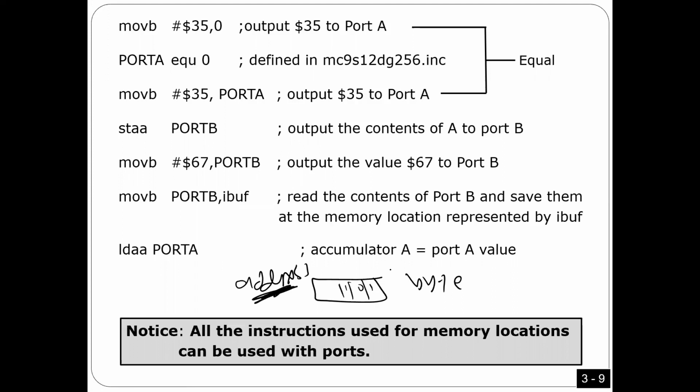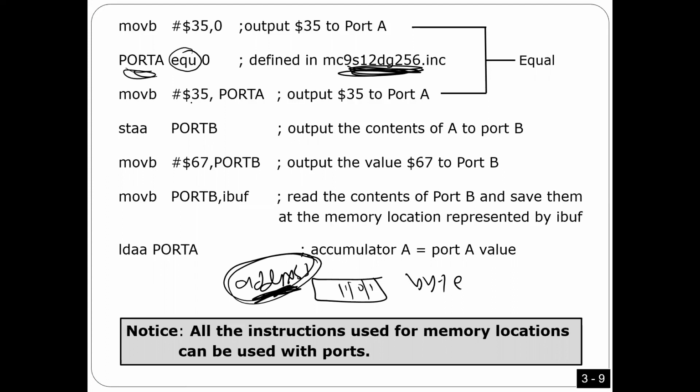So now the question: should I memorize the address? You don't need to memorize it. So what should I do? All these addresses are already defined in this file, using equate. So all you have to do is just use English names. Again, we prefer using English names rather than numbers.